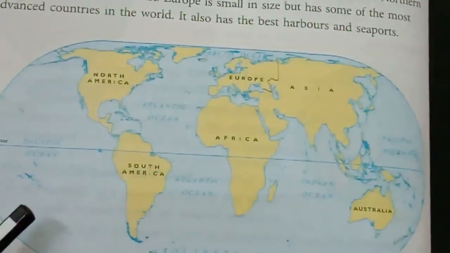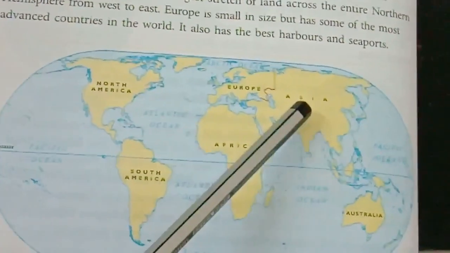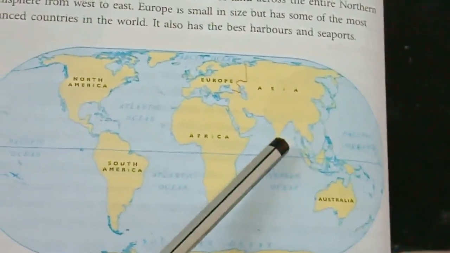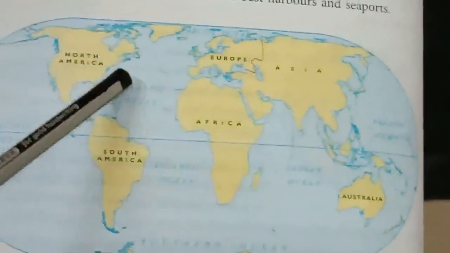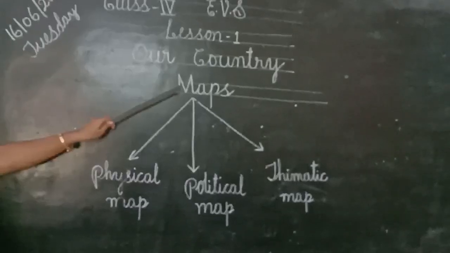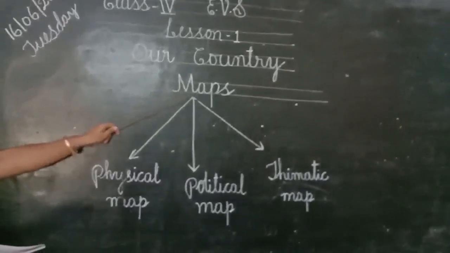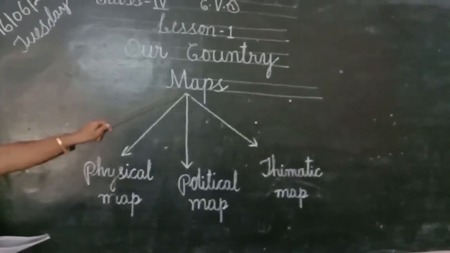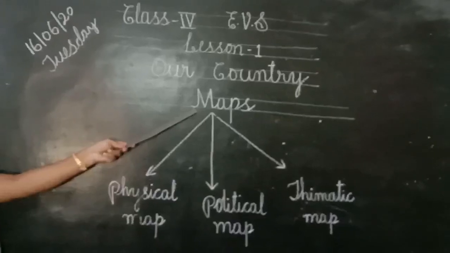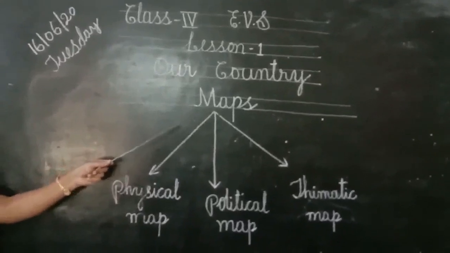Identify the continent and our country in this picture children. This is our continent Asia. This is our country India. What is this model of representing an area called? It is a map. What is a map? A map is the graphical representation of an area on a flat surface drawn to scale. It is two-dimensional.